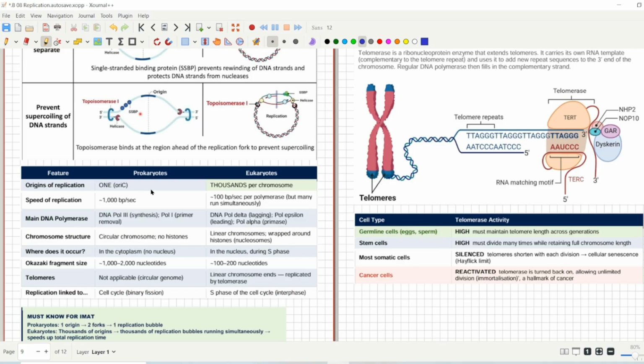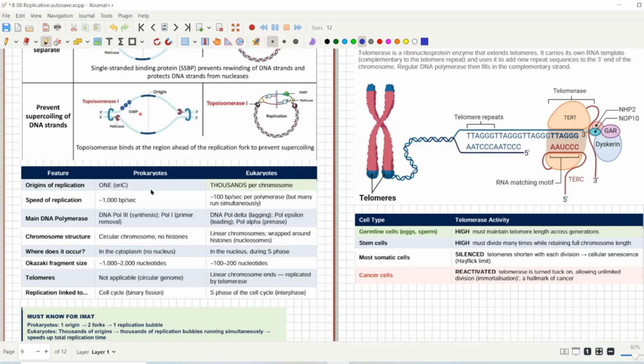If we talk about DNA polymerase, prokaryotes' main enzymes are DNA polymerase 3 and polymerase 1, while eukaryotes have all of the polymerase enzymes, right? If we talk about chromosome structure, prokaryotes have no histone proteins and have circular chromosomes, while eukaryotes have linear chromosomes and histone proteins. Where does it occur in prokaryotes? It happens in the cytoplasm, because prokaryotes do not have a nucleus, while eukaryotes have a nucleus, and it happens inside the nucleus, during the S phase.